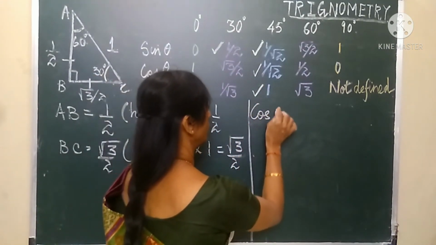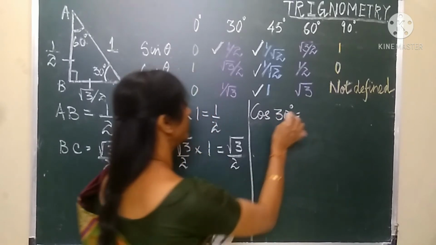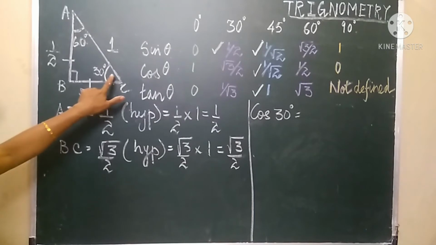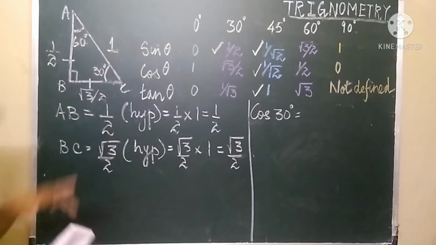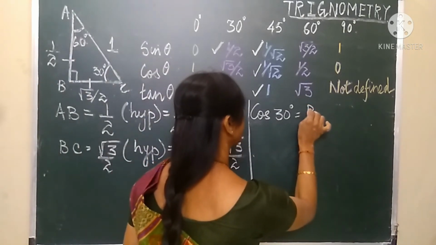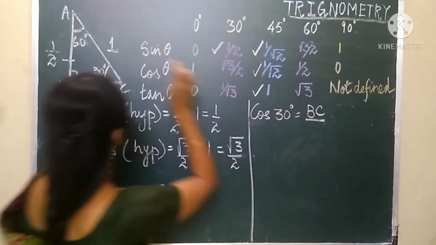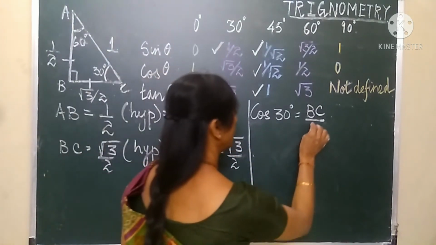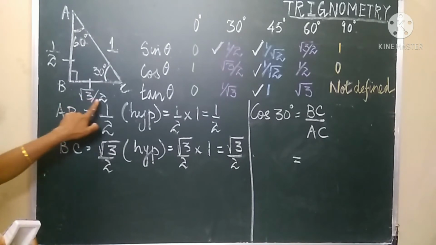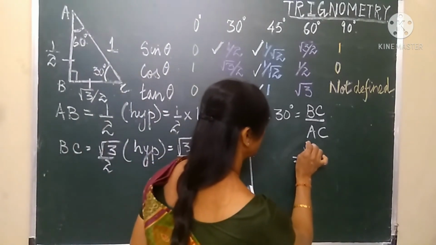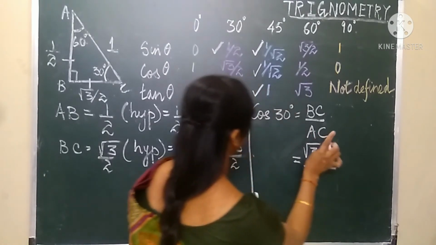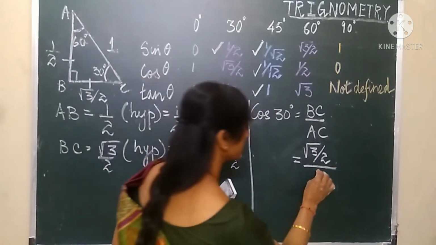Cos of 30 degrees. Now what is the formula to find out cos of any angle? Cos of any angle is adjacent side upon hypotenuse. Adjacent side BC upon hypotenuse AC. Let's substitute. How much is BC? Root 3 upon 2 in the numerator, upon AC, which is 1 unit.